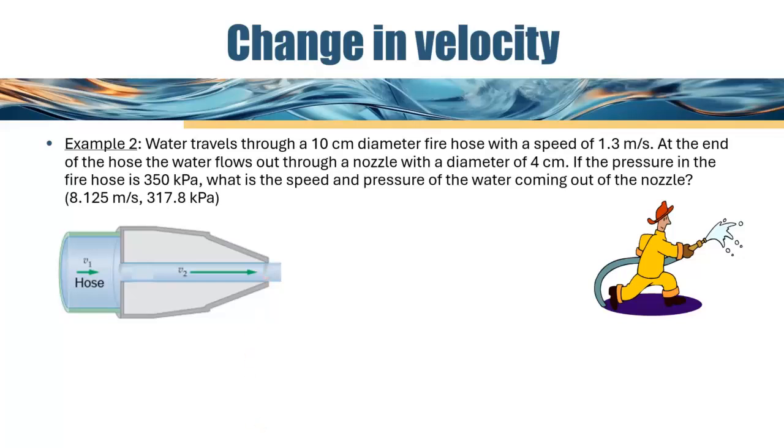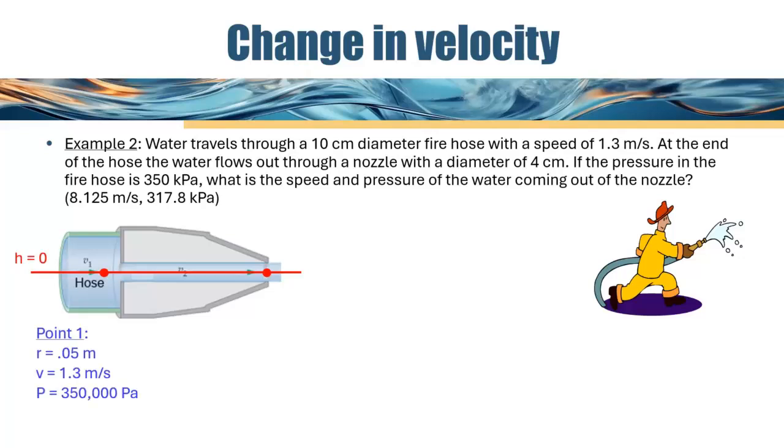So I'm going to use this picture, and I'm going to draw an h equals 0. I'm going to draw my horizontal line, and I don't have any change in height, so I'm just going to call that line h equals 0. I still need to have a point 1 and a point 2. So I'm going to put point 1 in the wide part of the hose and point 2 right at the nozzle, which is the smallest part of the hose.